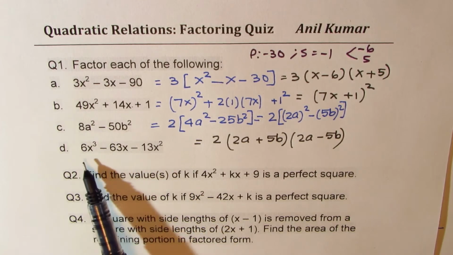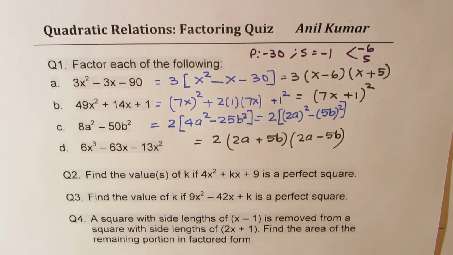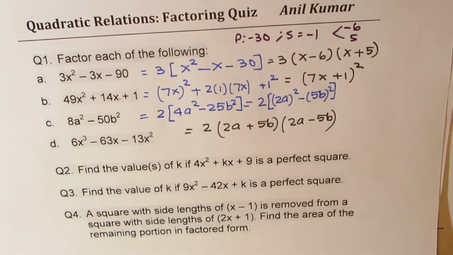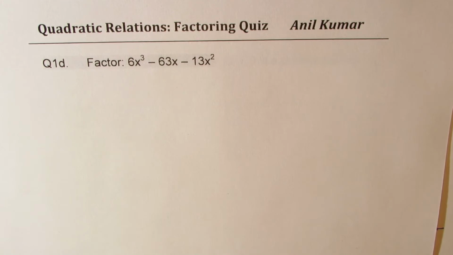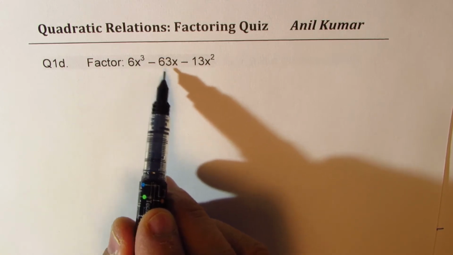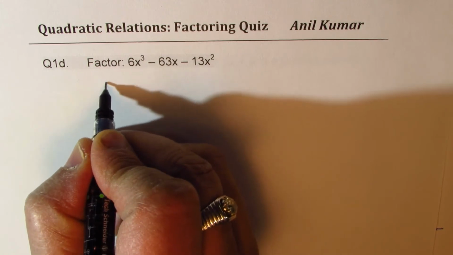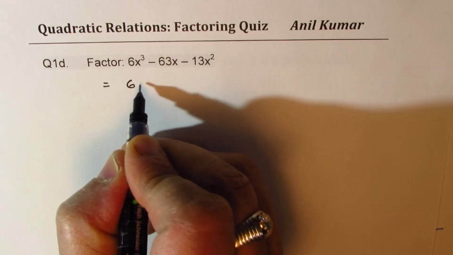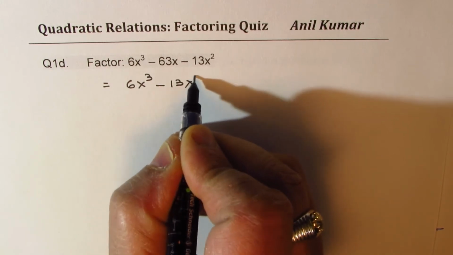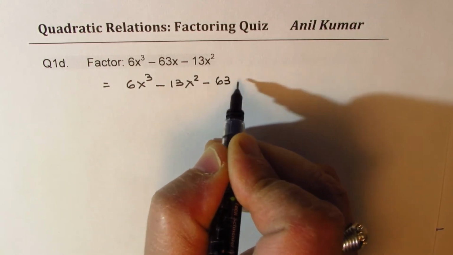Now here we have a leading coefficient which is not 1 but 6, right? More than 1. Let us see how to factor this one. Let us do it in a different page. So here is your question number 1D. We have 6x cubed minus 36x minus 13x squared. The first step is you should rewrite this, right? Write it in order. 6x cubed minus 13x squared minus 63x.